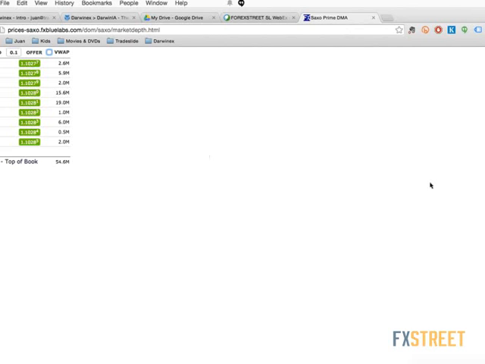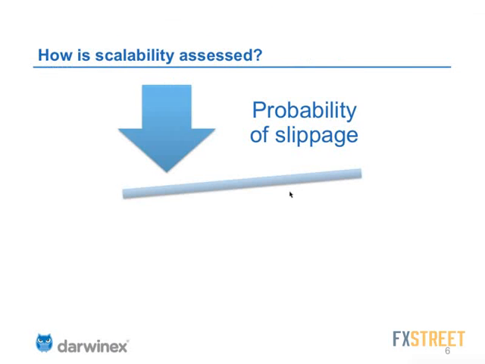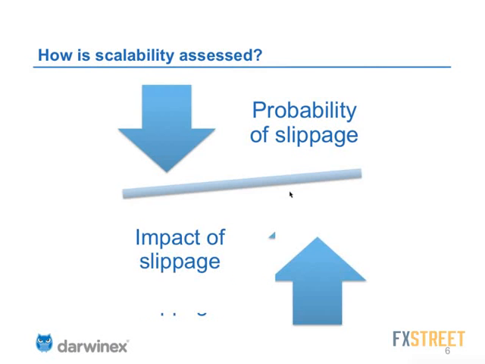From now on, we're going to discuss a framework to assess the scalability of a strategy. We look at this from two standpoints. The first is how likely it is that an investor tracking a strategy would experience slippage, so the probability. The other is the impact: if it were to happen, how bad would it be? Because obviously one thing is to suffer 0.2 pips of slippage, and another is to suffer 20 pips. Those are two different orders of magnitude.